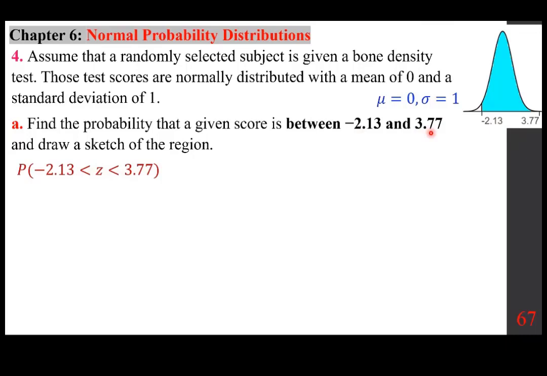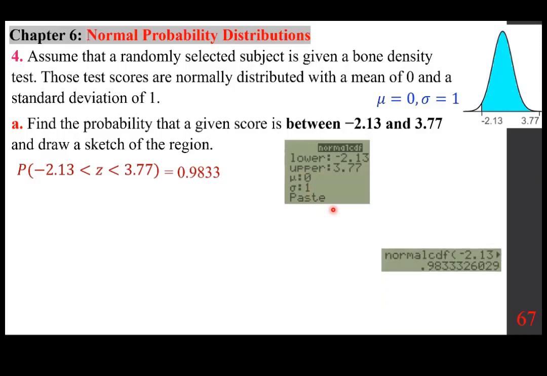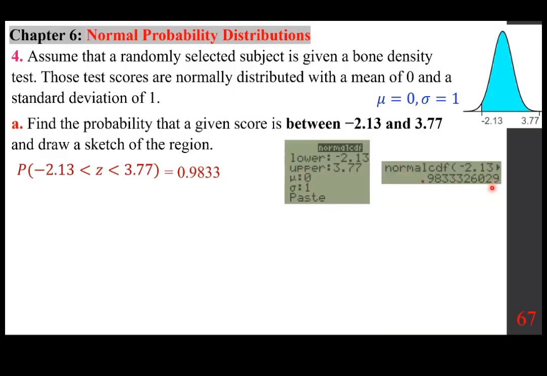Again, at this point, you are showing all your work. Using technology would be good enough to give us the answer. Notice the lower, the upper, mu is 0, sigma is 1, and of course, more decimals involved.